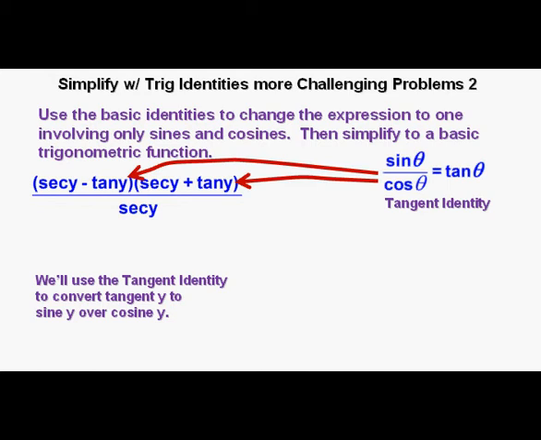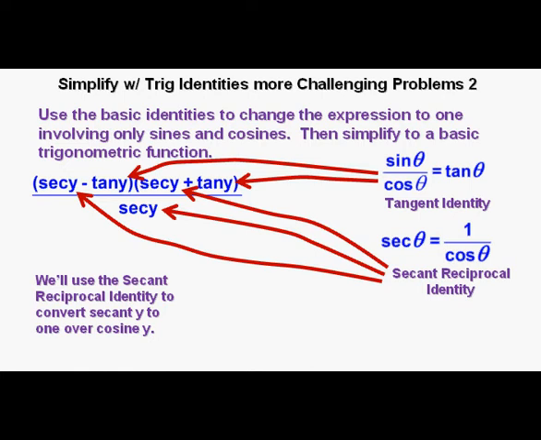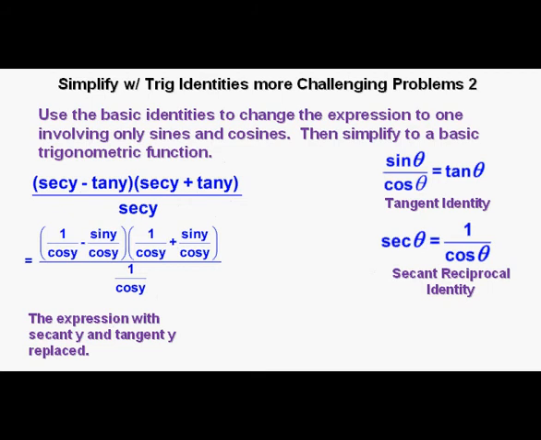Following the instructions, we're going to bring out our tangent identity to convert tangent y to sine y over cosine y. And we'll use the secant reciprocal identity to convert the secant of y to 1 over the cosine of y. And here's the expression with all the ratios replaced. We now have quantity 1 over cosine y minus sine y over cosine y times quantity 1 over cosine y plus sine y over cosine y, all over 1 over cosine y.